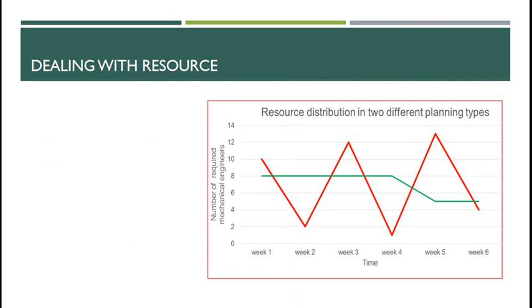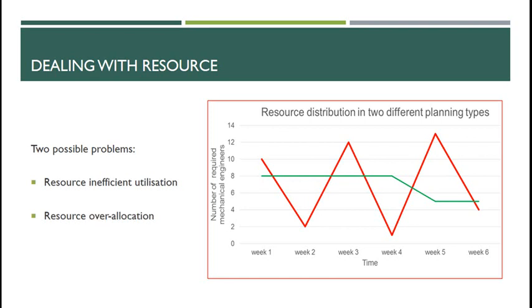So this graphic on the right hand side shows a typical problem. We've got a resource distribution in two different planning types. Across the bottom axis we've got time, week 1 to 6, and on the other axis we've got the number of required mechanical engineers from 0 to 14. And as you can see, the actual number of required engineers is fluctuating week by week. So in week 3 and week 5, and at the start of week 1, we clearly need more engineers than in weeks 2, 4 and 6. So you've got two possible problems. The first is that the resource is inefficiently utilised, and the second is that your resource is over-allocated.